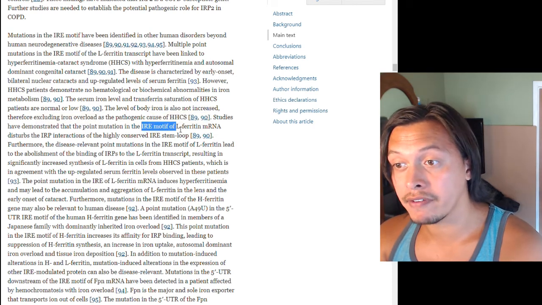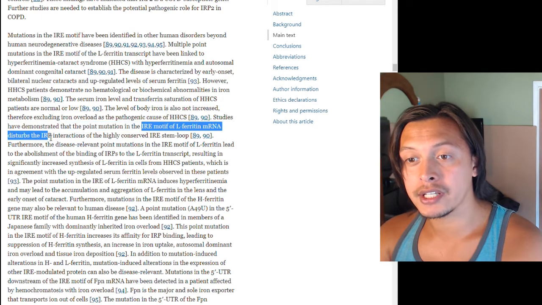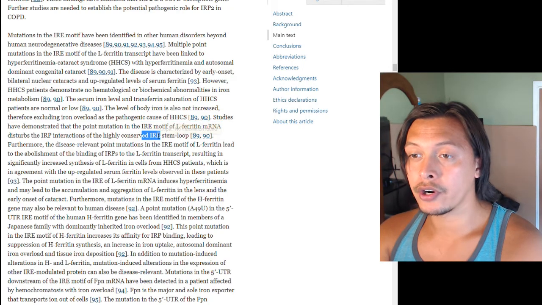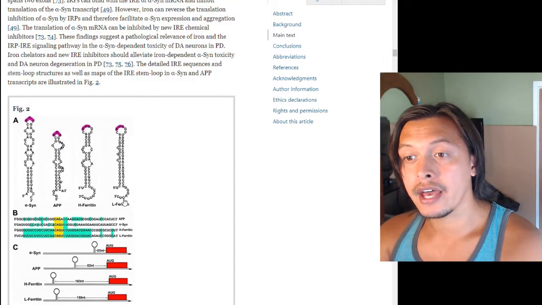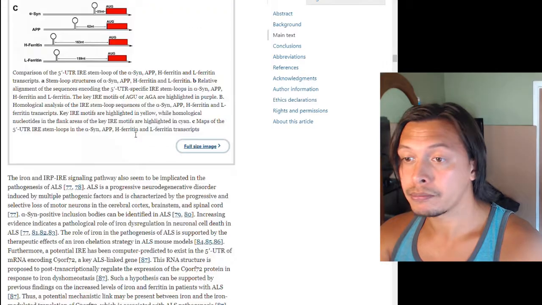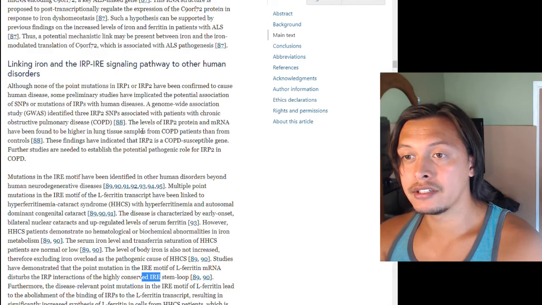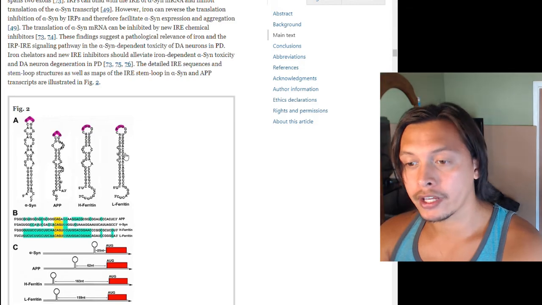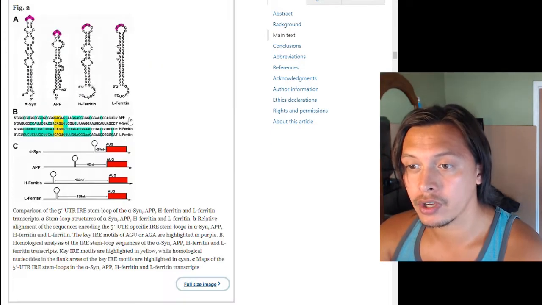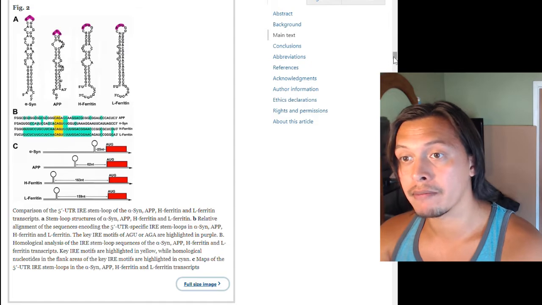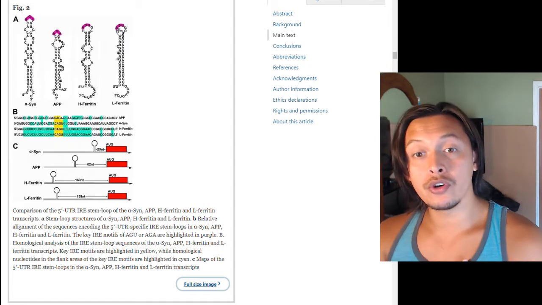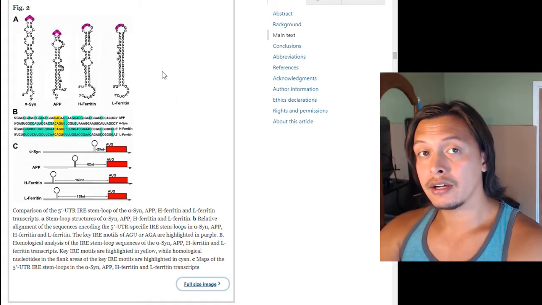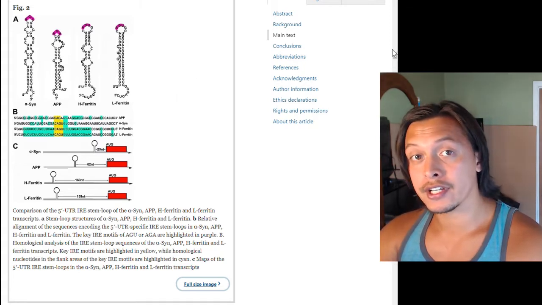response element motif of L-ferritin mRNA disturbs the IRP interaction of the highly conserved IRE stem loop. So there is a mutation that happens here that destabilizes this somehow, and it influences its ability to interact with the iron regulatory protein. And remember, this is an iron regulatory protein that is in the 5' area. So this would normally inhibit the translation of the ferritin light chain.